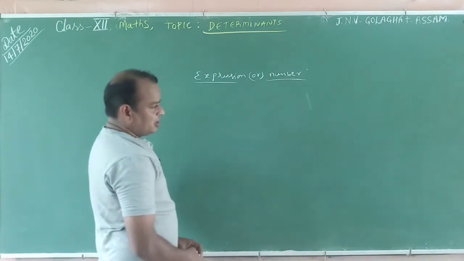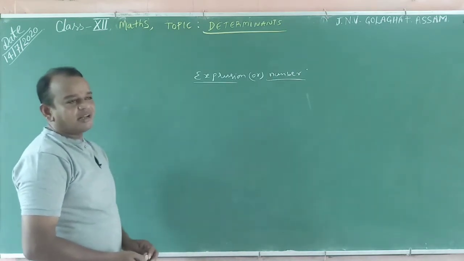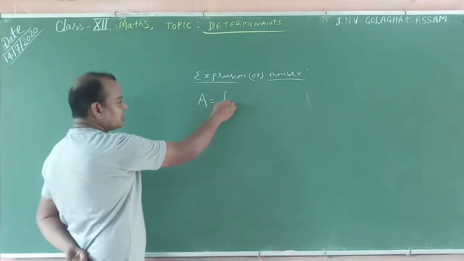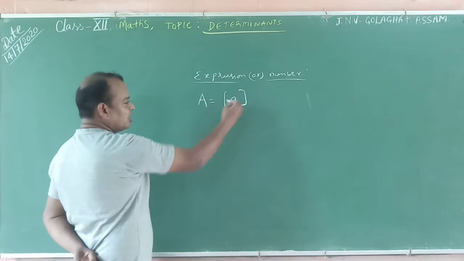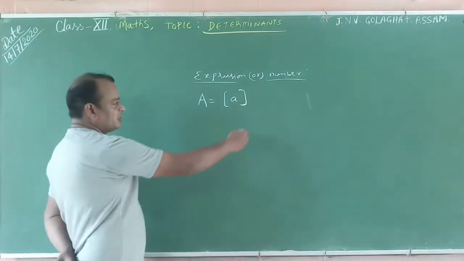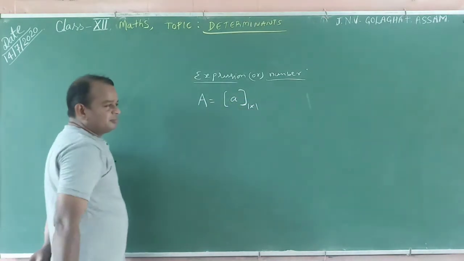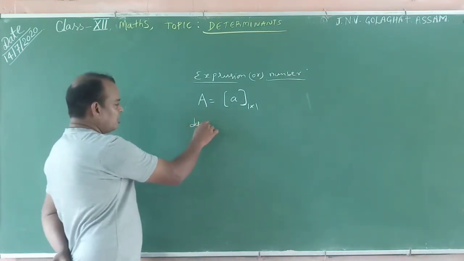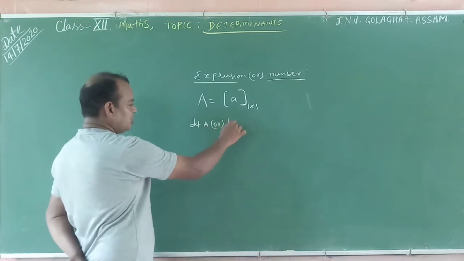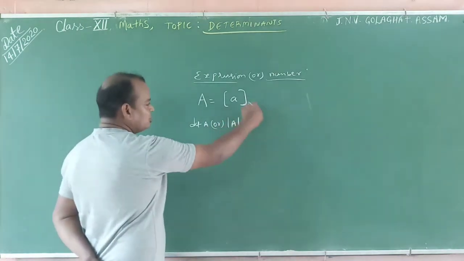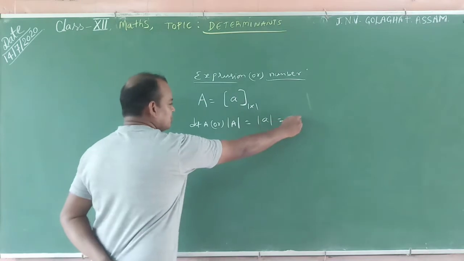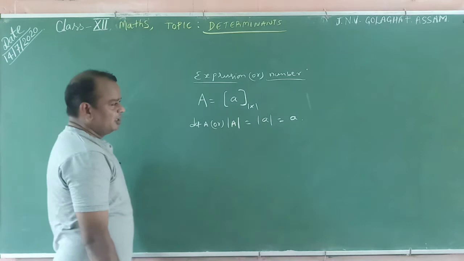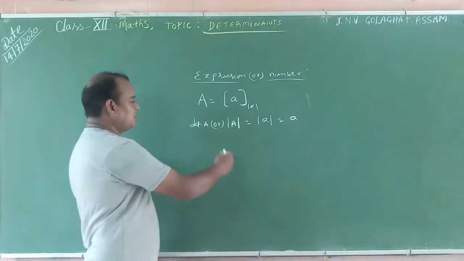For suppose, the determinant of a square matrix of order 1 by 1. Suppose A is a square matrix of order 1 by 1, only one element. The determinant of the matrix is denoted by det A or vertical bars of A, and determinant of A is equal to a only. The determinant of a square matrix of order 1 by 1 is just that element.